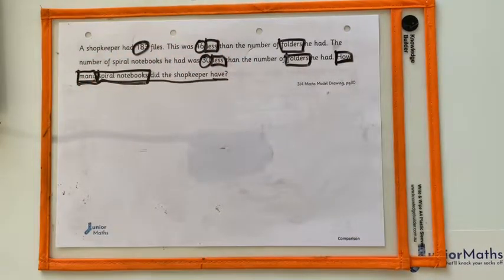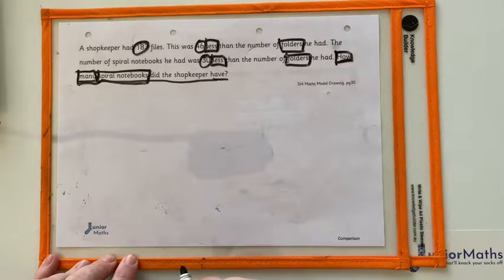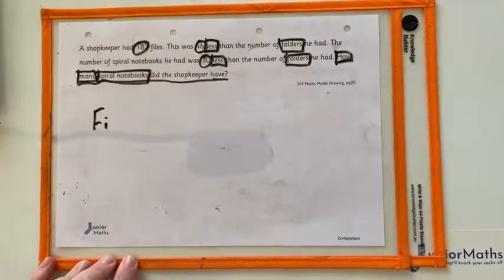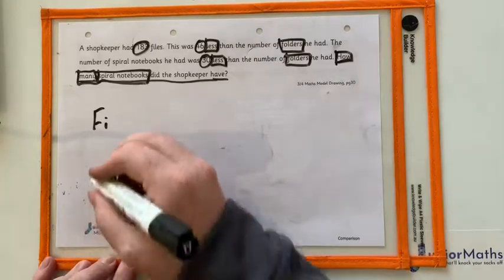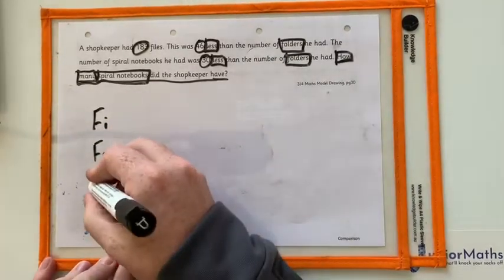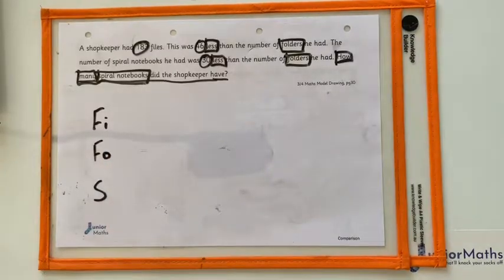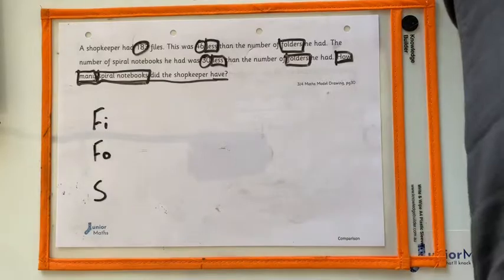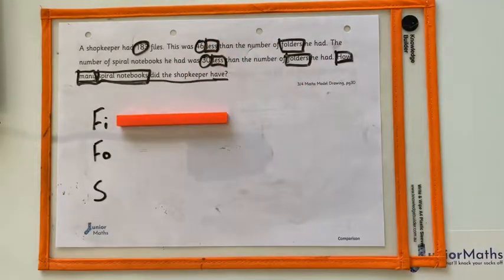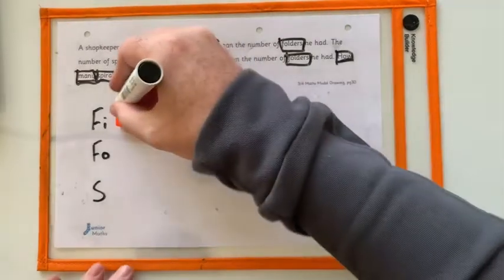Okay, so let's start with, we've got folders. So we'll start with files and we'll call it FI. Then we've got folders. And we'll have spiral notebooks. Okay, so the shopkeeper has 183 files. So this is 183.